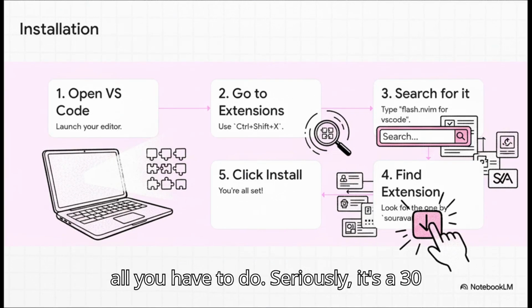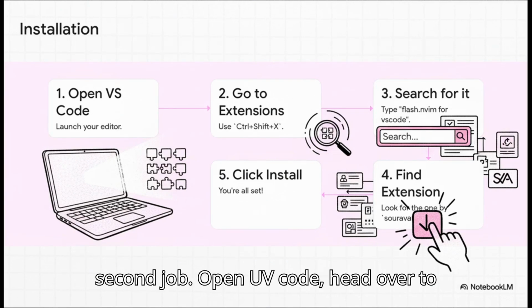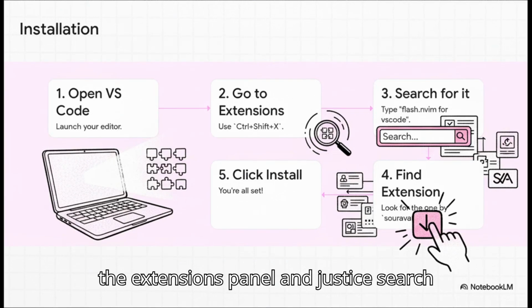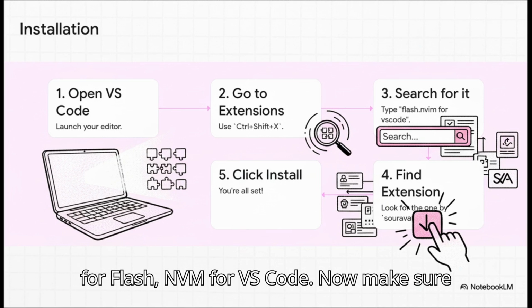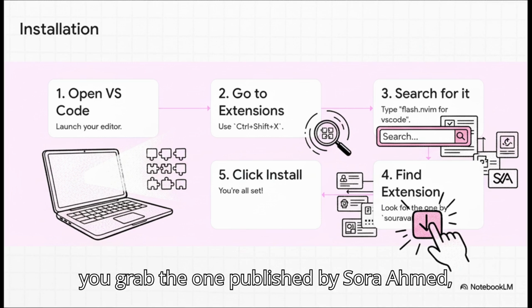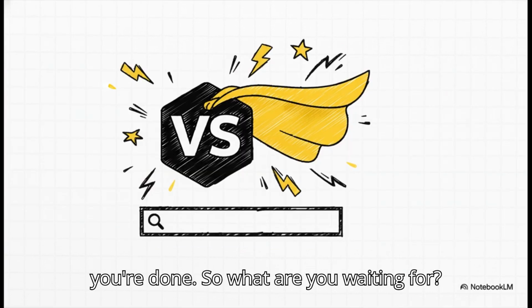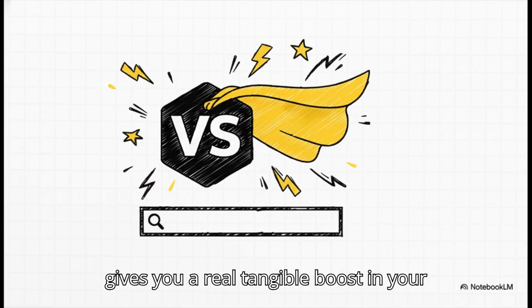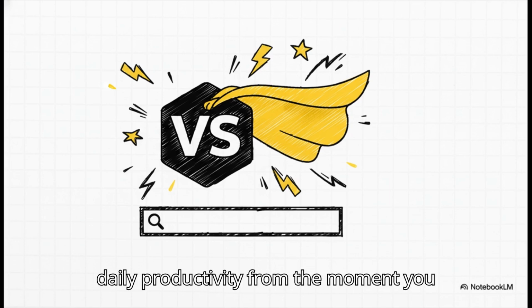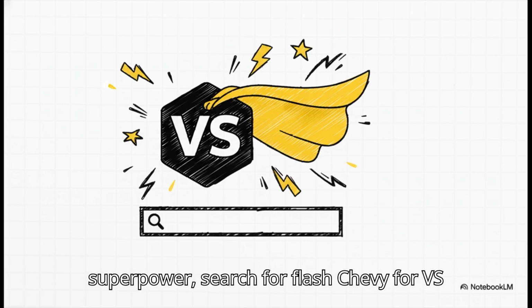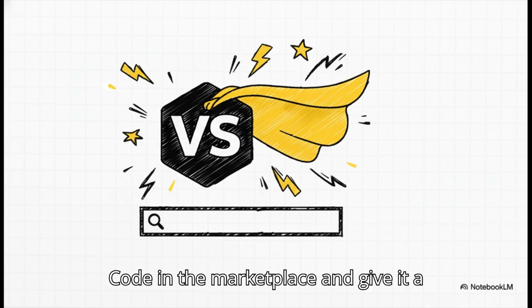And here's all you have to do. Seriously, it's a 30-second job. Open up VS Code, head over to the extensions panel, and just search for Flash.nvim for VS Code. Now, make sure you grab the one published by Sourav Ahmed, click that install button, and that's it. You're done. So what are you waiting for? This is one of those rare tools that gives you a real, tangible boost in your daily productivity from the moment you install it. So go on, get your coding superpower. Search for Flash.nvim for VS Code in the marketplace and give it a shot. You won't regret it.